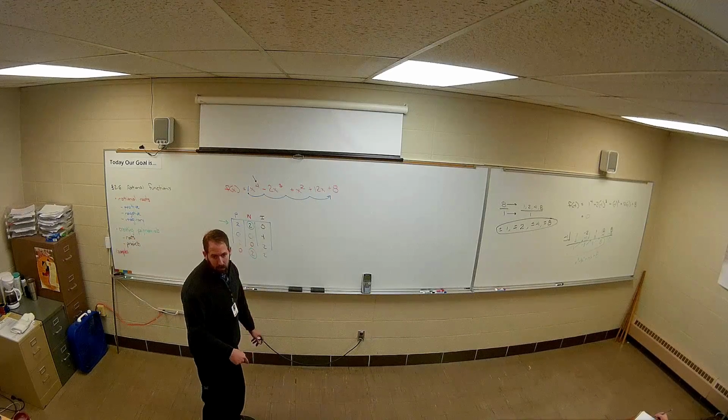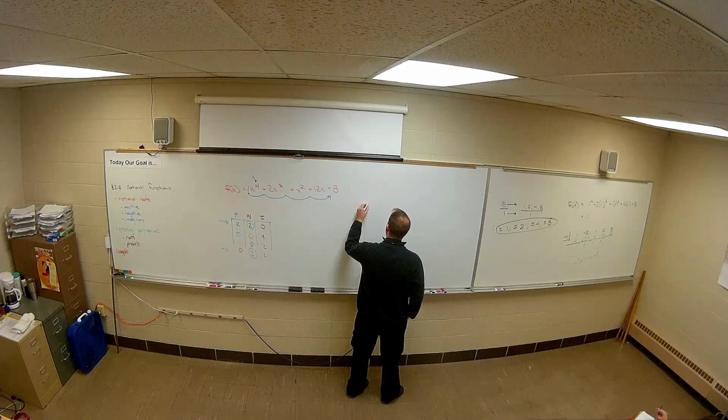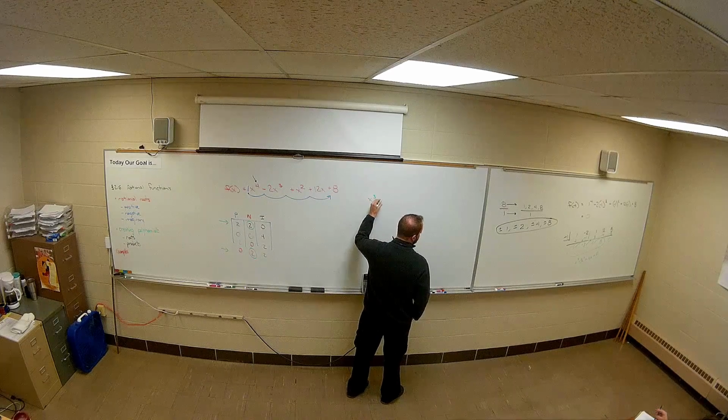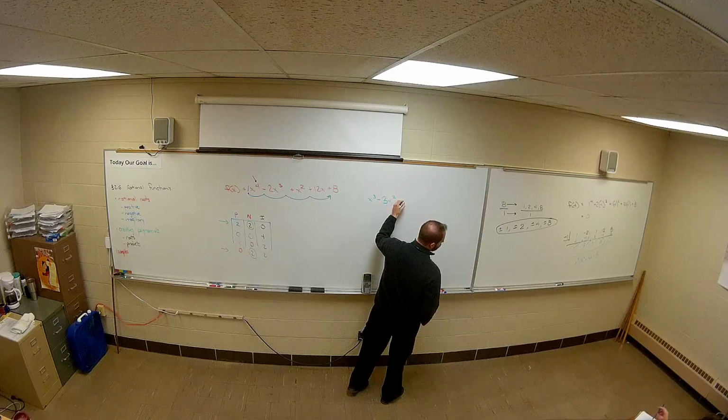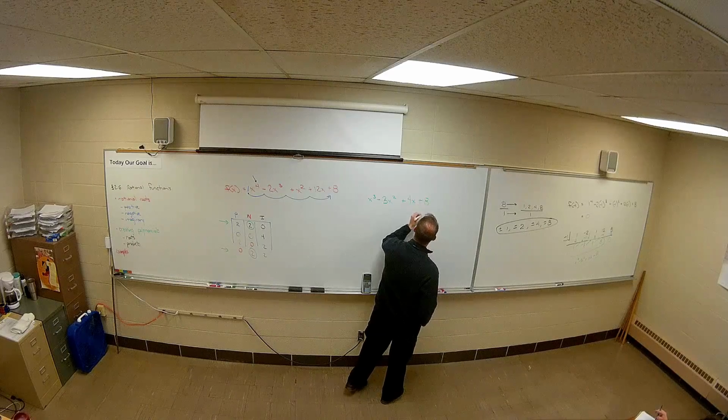The problem is we have to keep going. We have to figure out other numbers that work. So what am I at? x cubed minus 3x squared plus 4x. Is that a minus 8 or plus 8? Plus 8. All right, so that's where we're at.